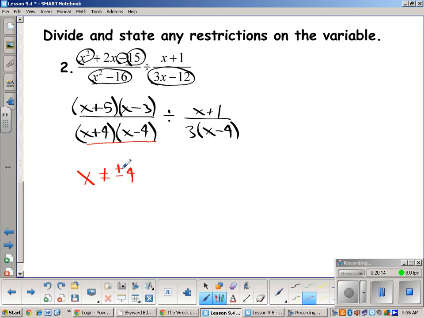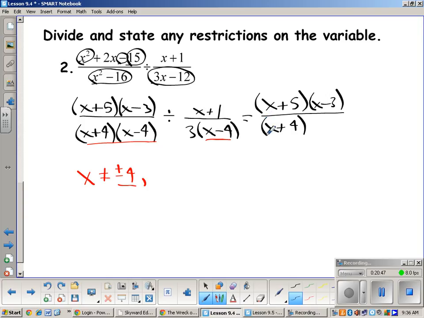And when I go over here, X can't equal +4, right? Right here, X cannot equal +4, can it? We'll get that in just a second. Well, we already have the +4 in this, so we're covered right now. So let's go ahead and flip this, and so we get X plus 5 and X minus 3 over X plus 4 and X minus 4.